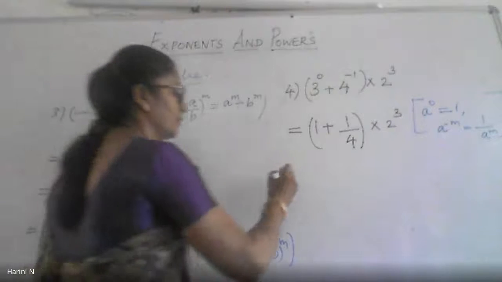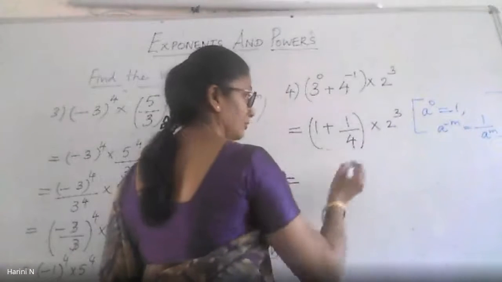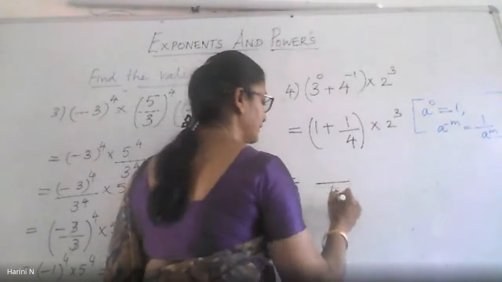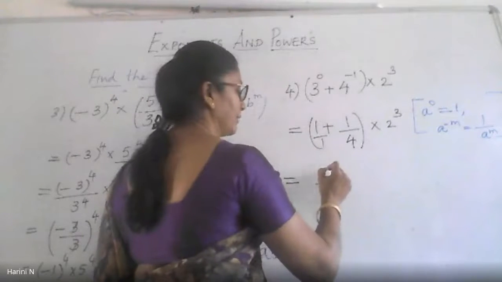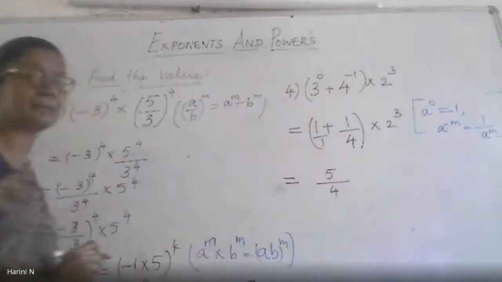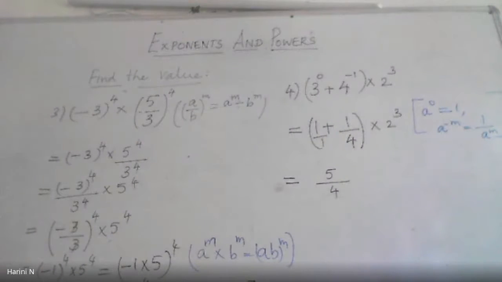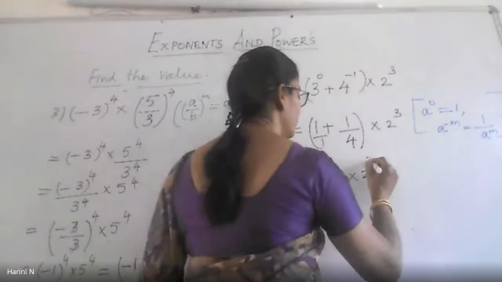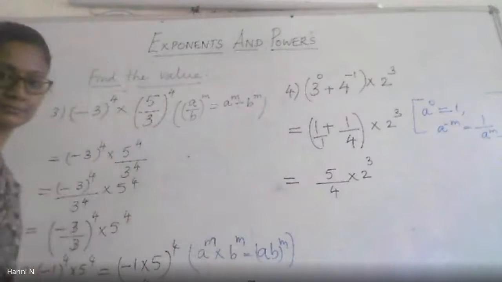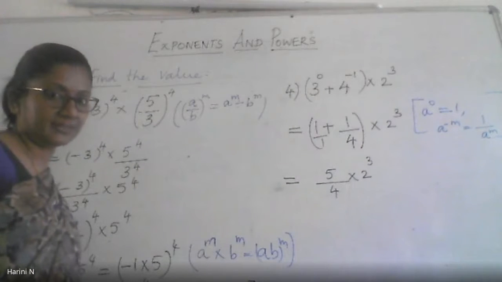Okay. Now, 1 plus 1 by 4. Can we find the LCM and find out what it is? 4 plus 1, 5 by 4. Correct? 1 plus 1 by 4 will become 5 by 4 into 2 cube. Did you understand that step?